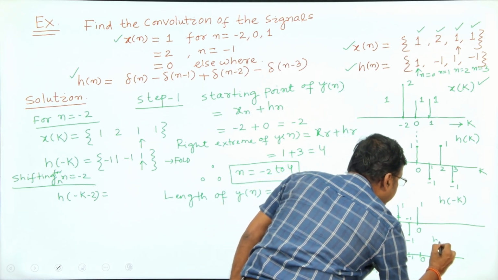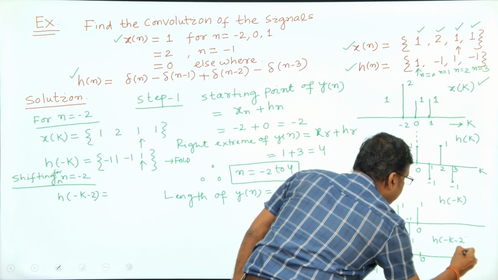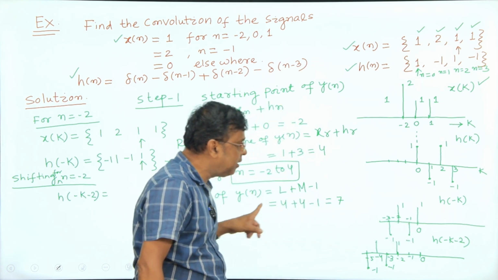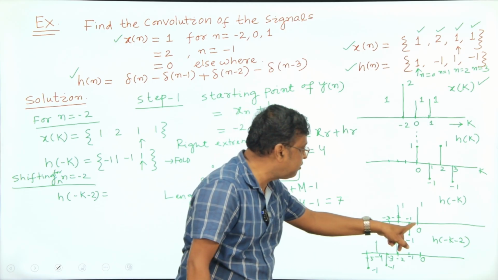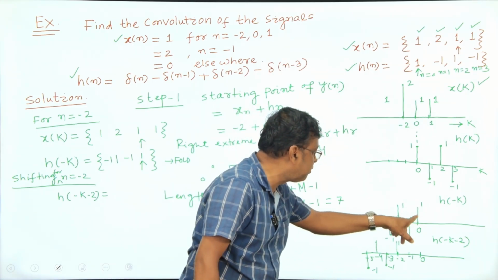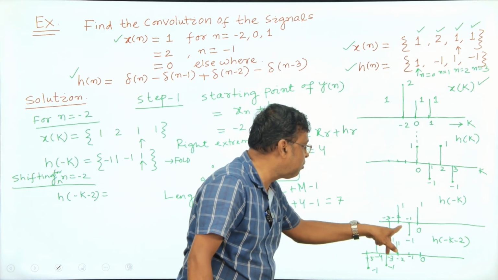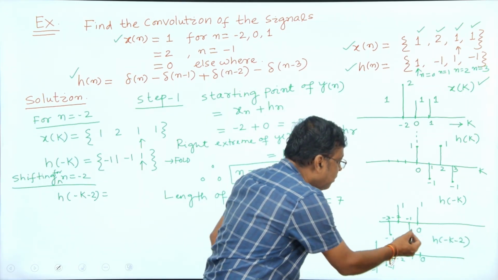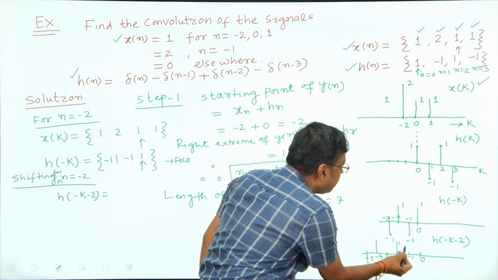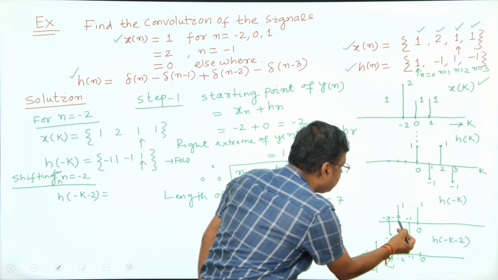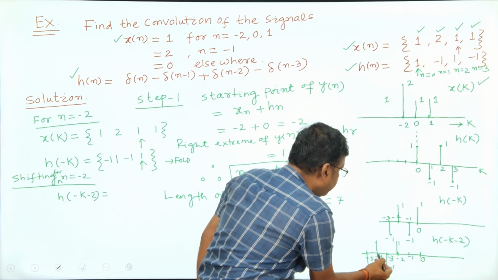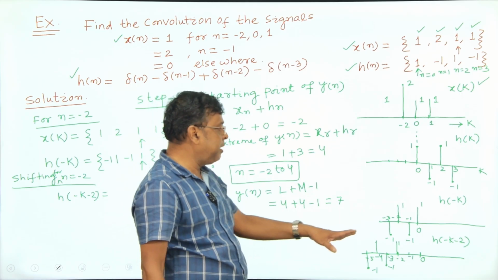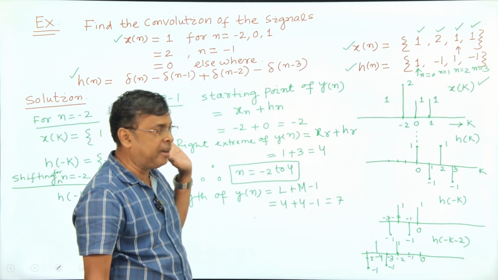This is all about your h of minus k. Clear or not? This is your h of minus k, and every sample sequence shifted to left by 2 units. Here whatever 0 then comes to here. These samples exist at k equal to minus 2, because this is your h of minus k minus 2. Whatever 0 comes to this position. Again this goes 2 positions, minus 3. This goes to minus 4. This goes to minus 5. So every sample is shifted to left by 2 steps here.